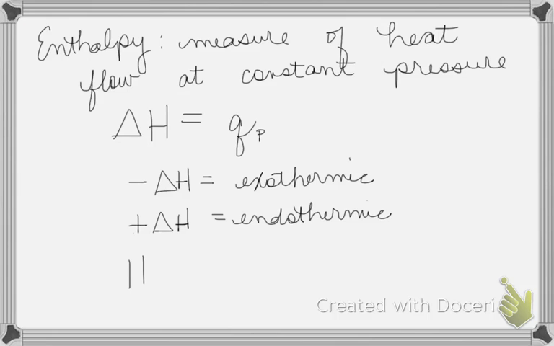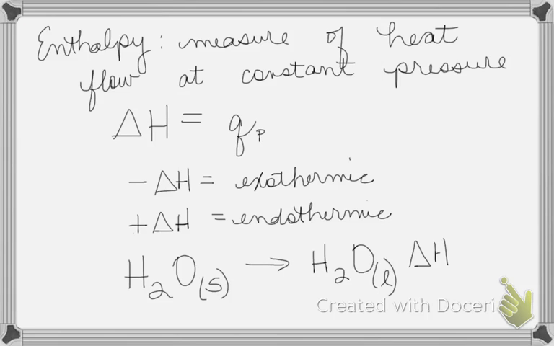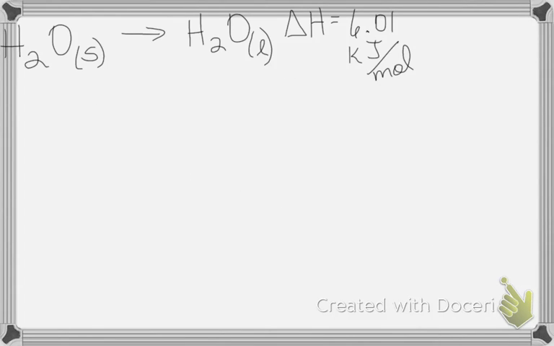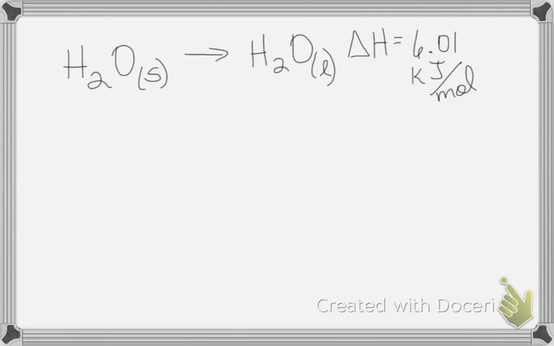For this process, water or ice melting, I'm looking at the number in the book, so I know that the delta H for this process is 6.01 kilojoules per mole. When you have a balanced equation like that with the delta H written after it, that is called a thermochemical equation.